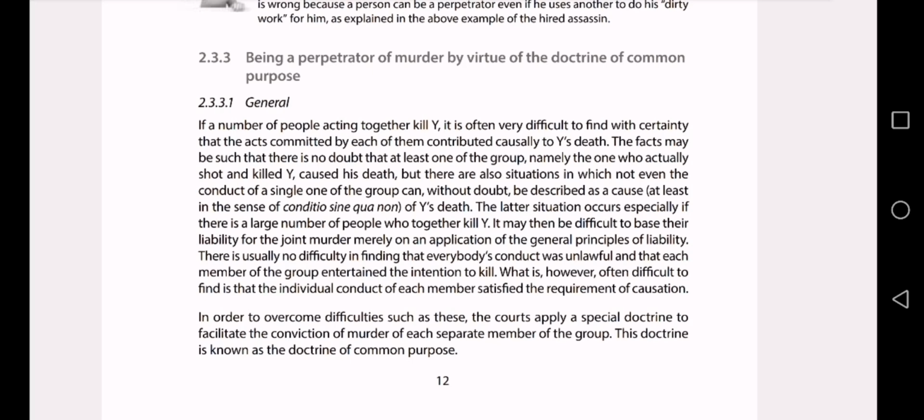there are also situations in which not even the conduct of a single one of the group can, without a doubt, be described as a cause, at least in the sense of conditio sine qua non of Y's death. The latter situation occurs especially if there is a large number of people who together kill Y. It may then be difficult to base their liability for the joint murder merely on an application of the general principles of liability.